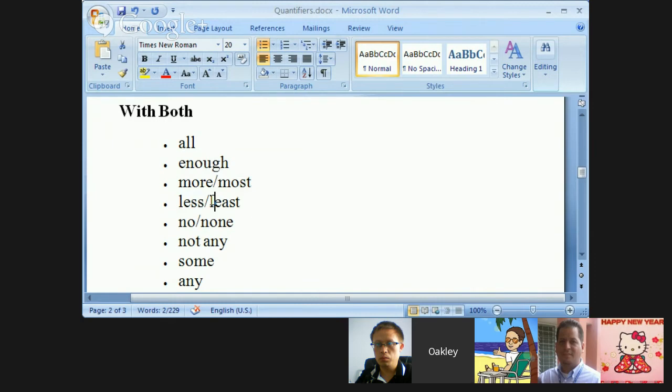Also, by the way, you can use least with amount. The least amount of people go to horror movies, something like that. So this can be in conjunction with amount, used as a quantifier.